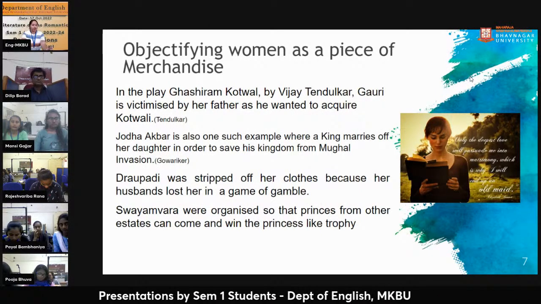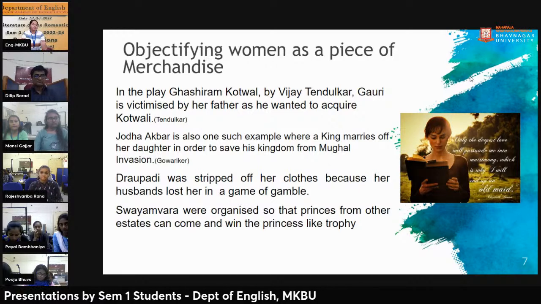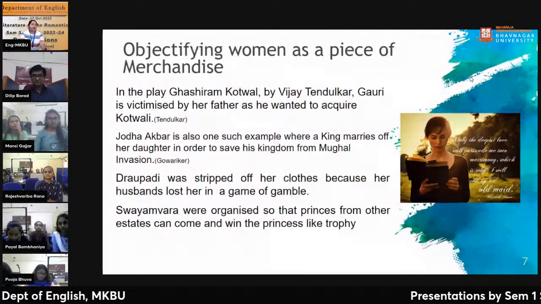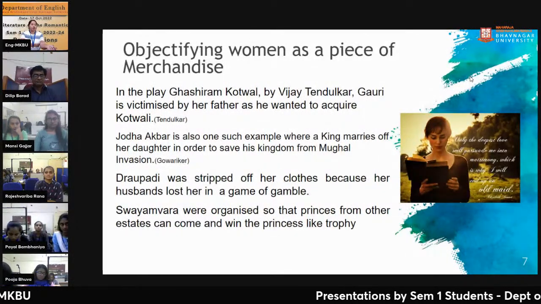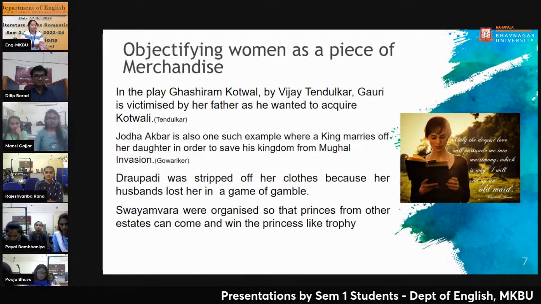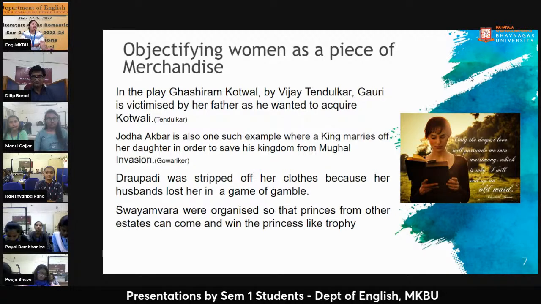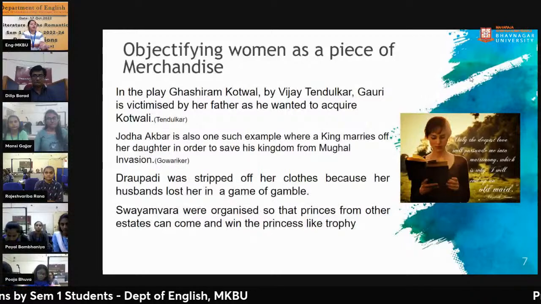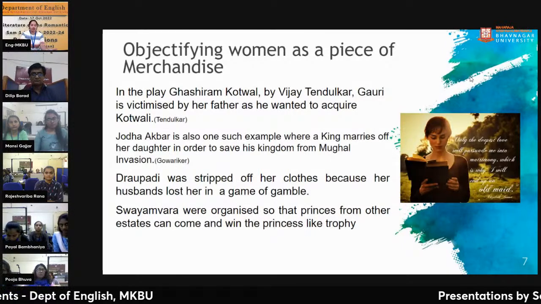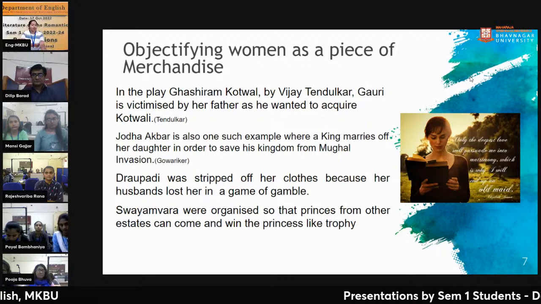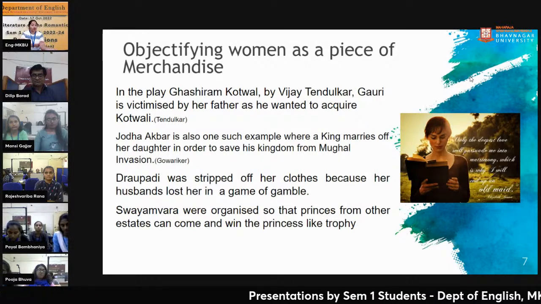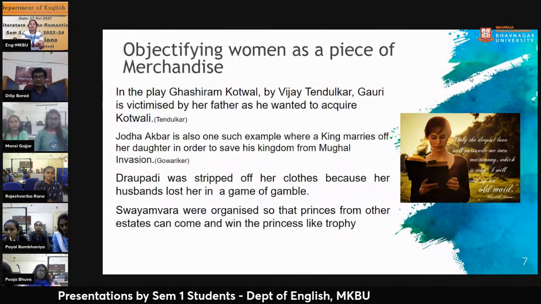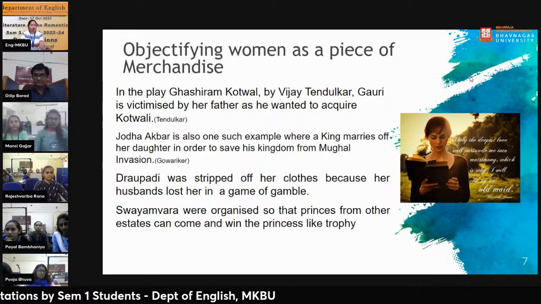Even in the movie Jodha Akbar, we can see a similar example when the Mughals sent a letter to all the kingdoms, saying that if you do not surrender your kingdom, the Mughals will invade you. So the father of Jodha marries off his own daughter so that the Mughals won't invade their kingdom. Even Draupadi was stripped of her clothes because her husbands lost her in a game of gamble. So even here, they put her as an object that they can win or lose.